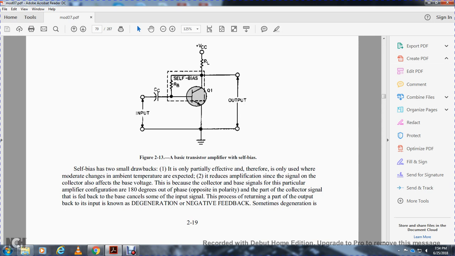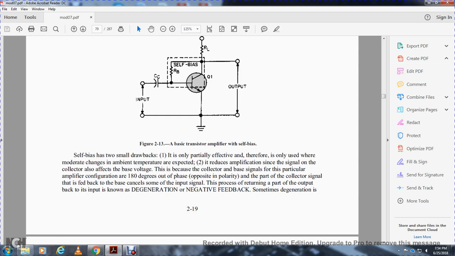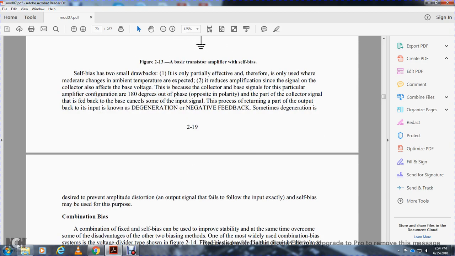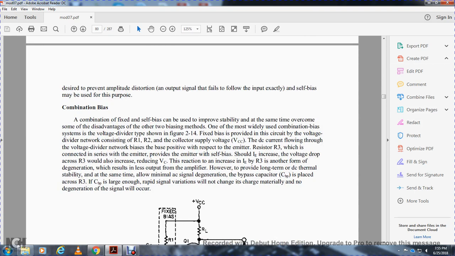The polarity of the collector signal is opposite, and it is fed back to the base to cancel part of the same input signal. The process of returning part of the output to the input signal is known as degeneration, or negative feedback. Sometimes degeneration is desired to prevent amplitude distortion of the output, and self-biasing may be used for this purpose.